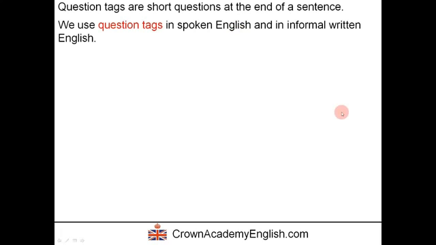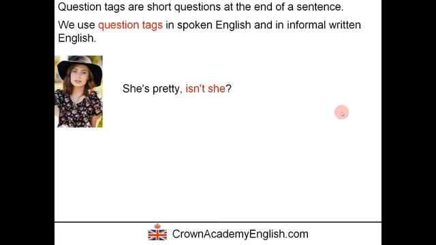So let's look at 3 examples of question tags. She's pretty, isn't she? So this is the question tag in red, and you can see that it comes at the end of a sentence. So here is the sentence or the statement. Then we have a comma when we write it, and then we have the question tag. And if we write it, we must of course write the question mark.